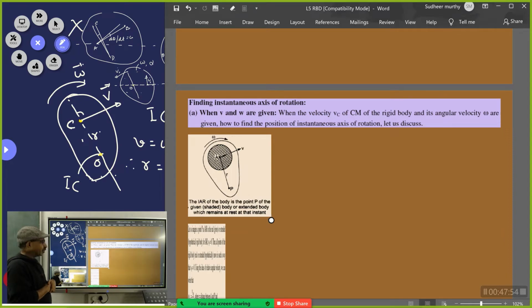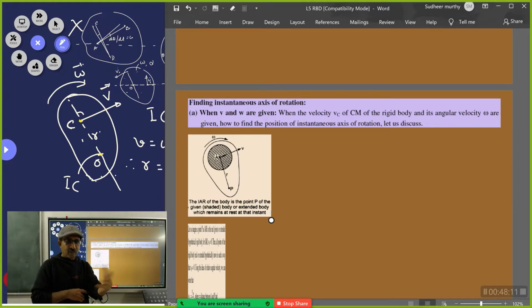If omega was in the opposite direction to what is shown, it would have been in the upper direction, above. So therefore here you see the difficulty in mechanics.